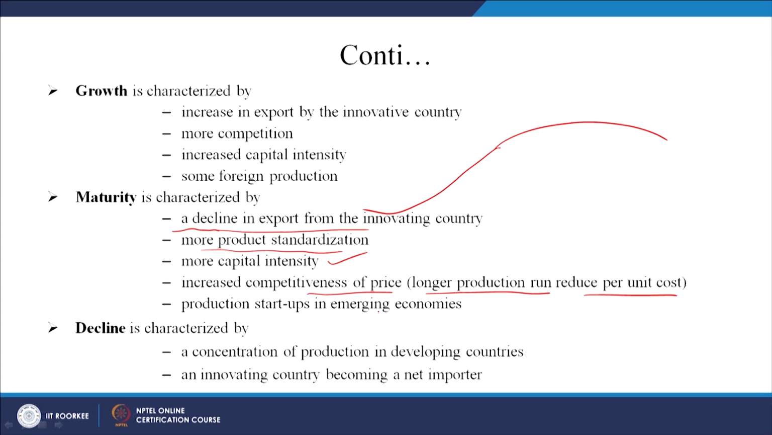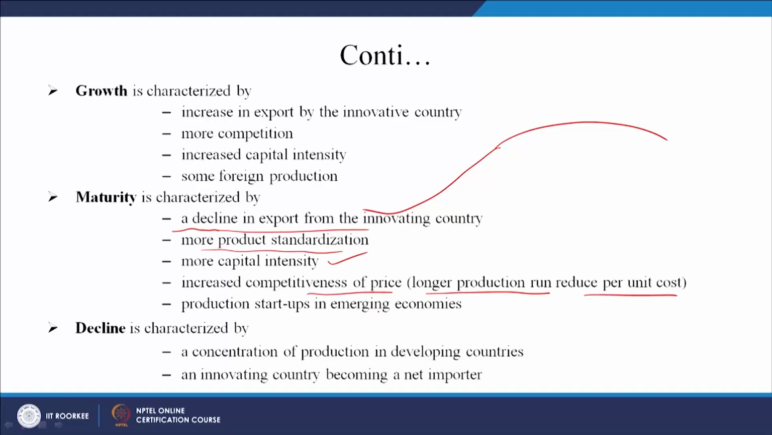Okay. Production startups in emerging economies. So, now new production is starting in the emerging economies like India, Mexico, Philippines, Malaysia, Thailand, right. The last stage is the decline, a concentration of production in the developing countries. Now, a large production base has started even in the developing countries. The innovative country now finds it is absolutely uneconomical to produce it on their own. So, they become a net importer and now they have stopped completely exporting.